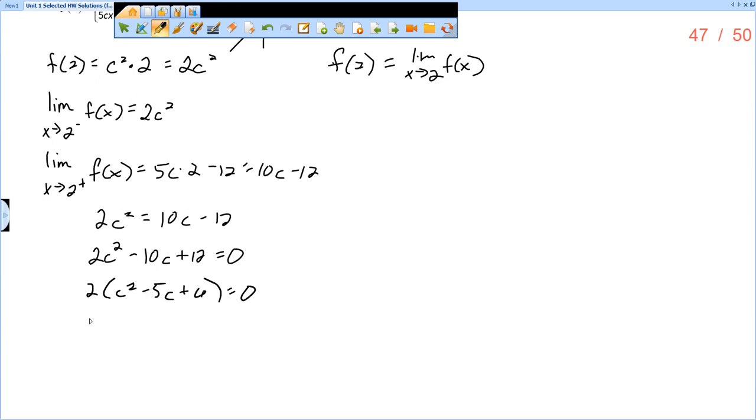And so now I need to factor if possible. All right, so this factors into what? So you got a c and a c here. All right, so how am I going to multiply to get 6 and add to get negative 5, right? So this is a c minus 2, c minus 3. Does that work? Yes, because negative 2 and negative 3 multiply to be positive 6, and then they add up to be negative 5. So that means that c equals 2 and 3.